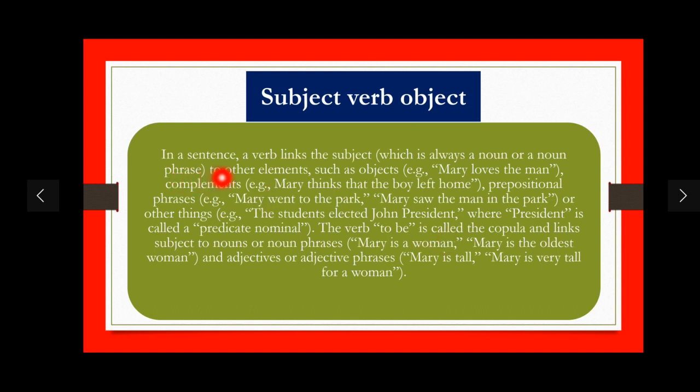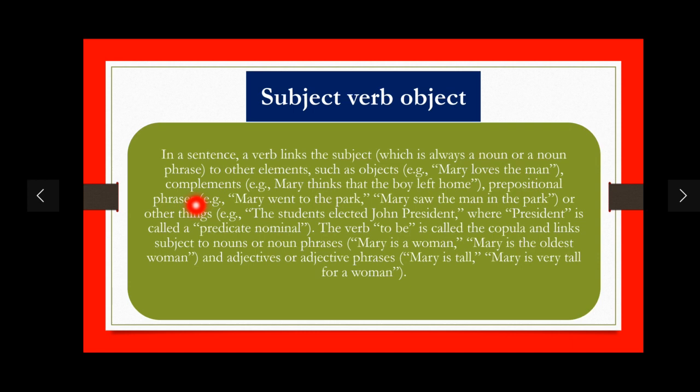In a sentence, a verb links the subject, which is all the time a noun or noun phrase, to other elements. So what is the role of a verb? A verb links a subject to other elements. So what are other elements? Other elements may be object. For example, Mary loves the man. Here you can see this is a verb, loves. So the verb loves links the subject Mary with what? With the object, the man.